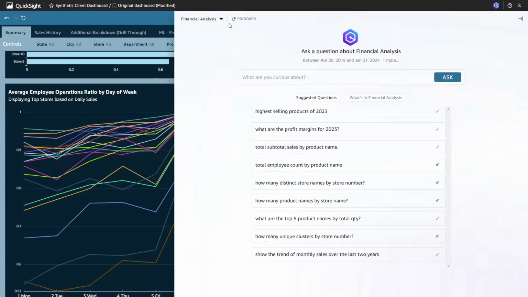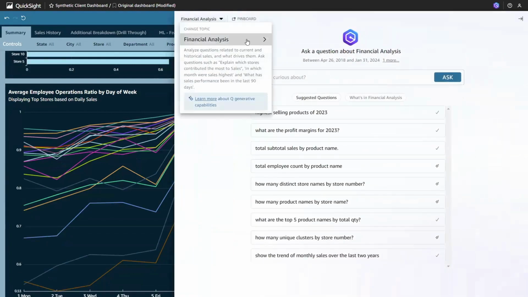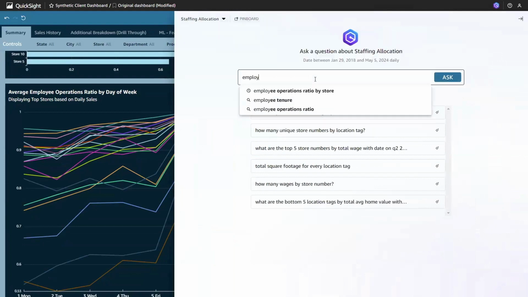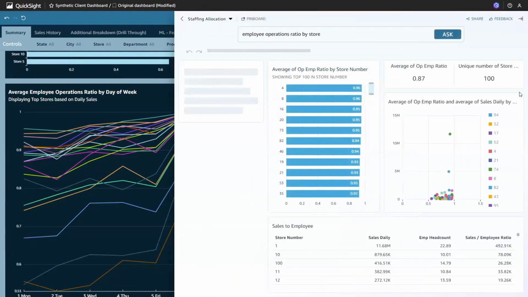So we will quickly switch to the relevant topic, and then we can simply ask for the employee operations ratio by store to continue exploring the metric. The first visual that Q generates is a bar chart. This is essentially what was already included on our dashboard and what we reviewed just a moment ago.